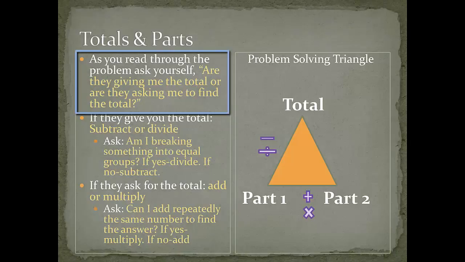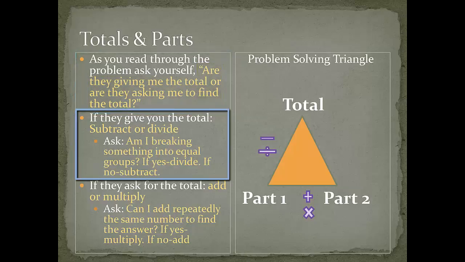So as you read through the problem, always ask yourself this question: are they giving me the total or are they asking me to find the total? And that's very important because the answer to that will tell you whether you're going to subtract or divide or whether you're going to add or multiply. So if they give you the total in the problem, it means you're going to subtract or divide. So once you're there, now you have to determine, okay, am I going to subtract or divide?